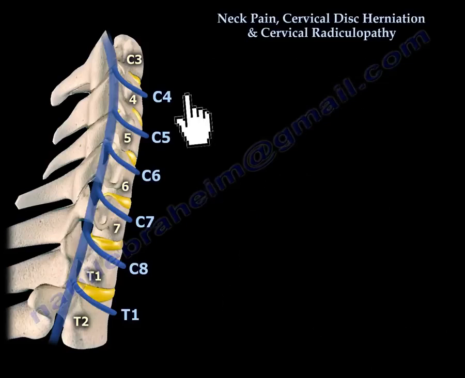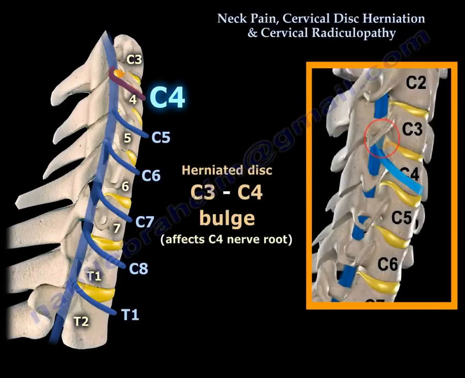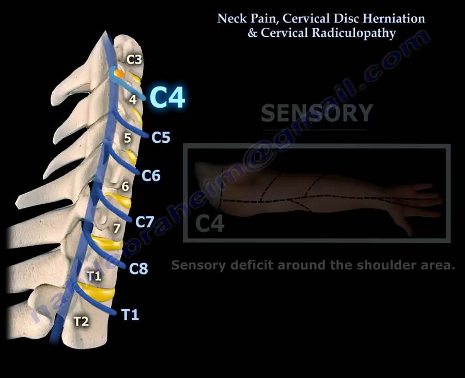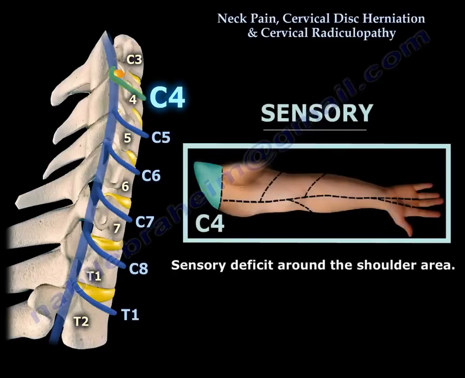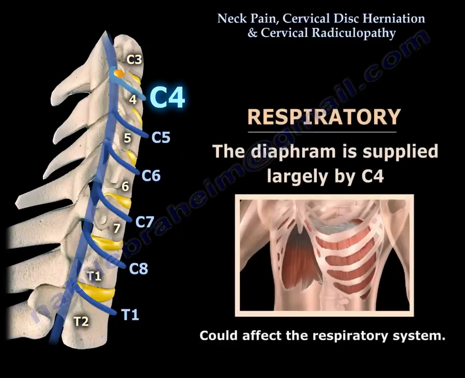So if you have a C3, C4 bulge, that will affect C4 nerve root. That will give you some sensory deficit around the shoulder area as seen in the diagram. The diaphragm is supplied largely by C4, so it could affect the respiratory system.